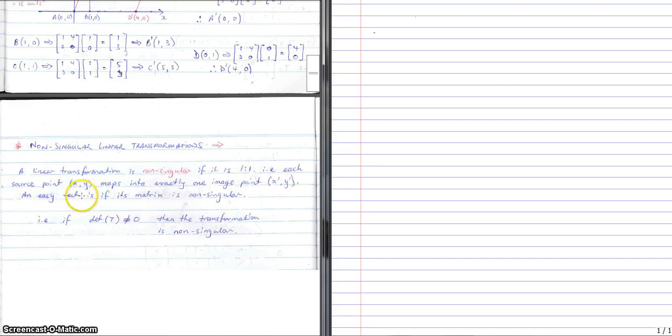So an easy test to see if that's the case is if its matrix is non-singular, and you'll remember that a matrix is non-singular if the determinant is not equal to 0. So we can do that test. If the determinant of the transformation matrix is not 0, then the transformation is non-singular. There's not really a lot in the way of questions that relate to that. It'll be simply a case of show that a particular matrix is non-singular, or show that this transformation is non-singular, and so you just need to apply this test to it.